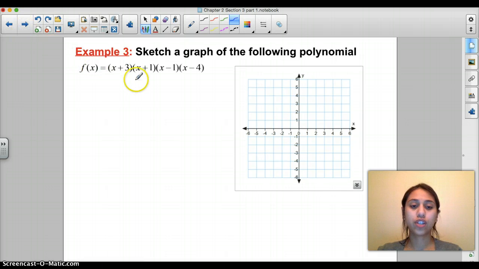So we're going to go ahead and jump to this one, which we have 1, 2, 3, 4 factors. So that's going to mean this will be a quartic polynomial graph. And let's see, so example 3, sketch a graph of the following polynomial. F of x is equal to x plus 3 times x plus 1 times x minus 1 times x minus 4. Okay, so our zeros here will be negative 3, negative 1, 1, and 4.